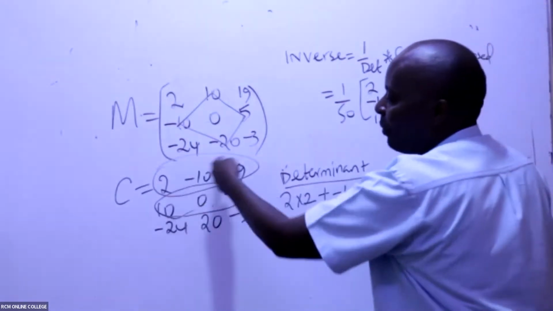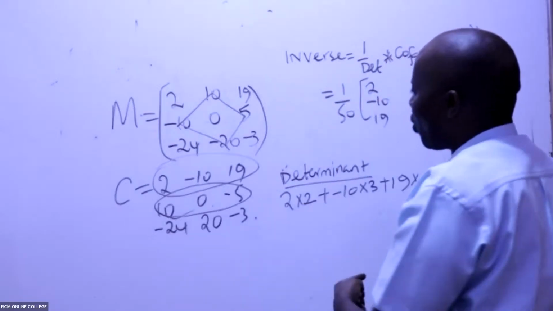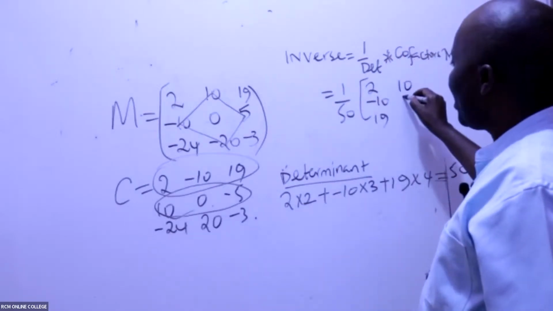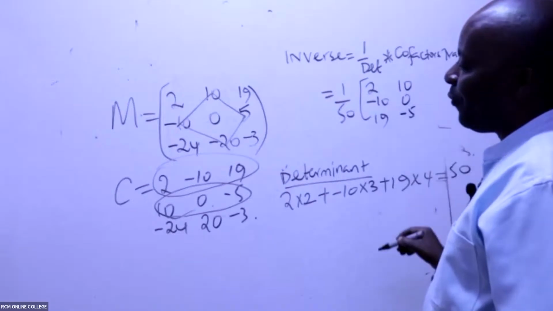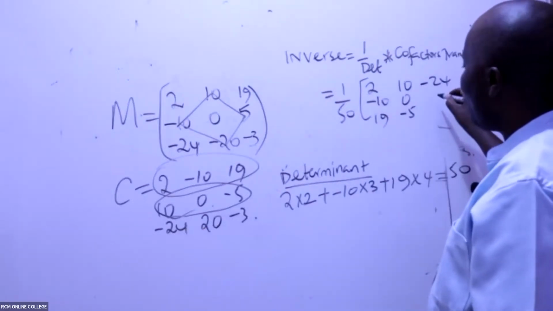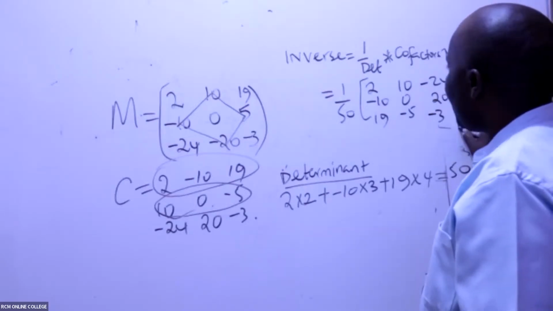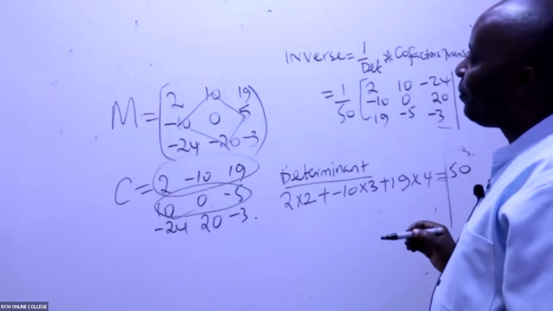So this is row number 1, which becomes column 1. And then row number 2 becomes column 2. So we have here 10, 0, -5. Then this one here gives us -24, and then we have 20, and then we have -3. So this is our inverse.